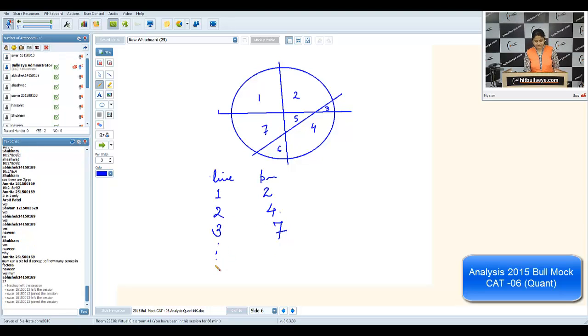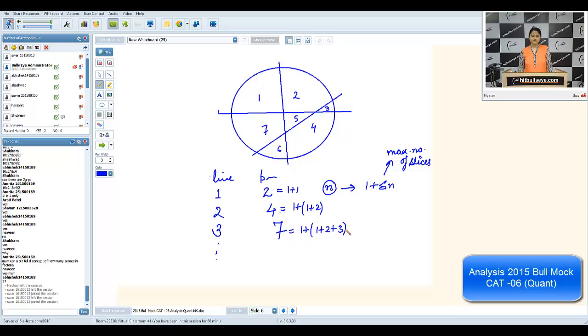Now you can go by generalization. So simply you should remember this formula. Whenever you are taking n lines, you will get 1 plus sigma n pieces. That is the maximum number of slices we can take. Since 2 can be written as 1 plus 1, it can be written as 1 plus 1 plus 2, it can be written as 1 plus 1 plus 2 plus 3. That's why we have derived a formula. It will be 1 plus sigma n. You know the value of sigma n. This is n into n plus 1 divided by 2.